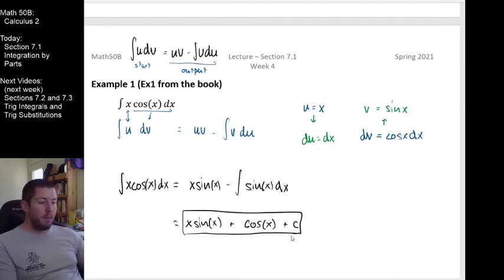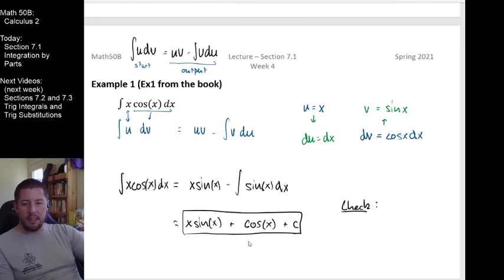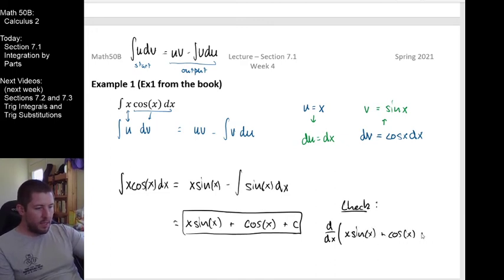What I think a reasonable person should do would be to check this. Because we're going to get out some sort of unbelievable answers today. I mean, you couldn't have guessed that this is what our answer was going to look like. I couldn't have guessed that that's what our answer was going to look like. So I think that in a lot of these, you should be like, man, really? And you should check it. So x sine x plus cos x plus c.